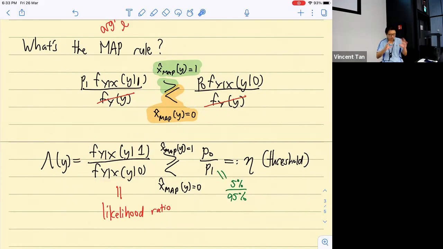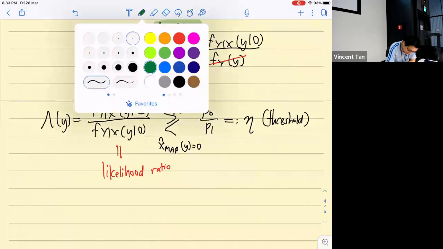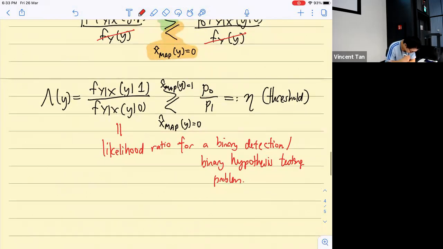That's why I say that this whole area is to merge your prior belief with your observations. How strong are your observations relative to your prior beliefs? Understand? Okay, this is just an example. I'll get rid of this. So this is called the likelihood ratio for a binary detection. Binary detection is also called binary hypothesis testing problem. Okay, and the likelihood ratio is super important.